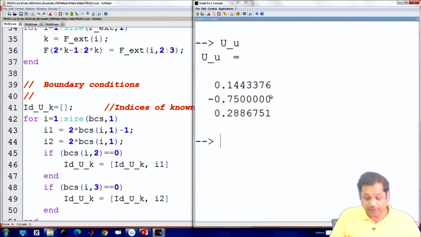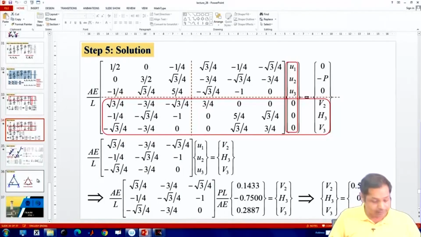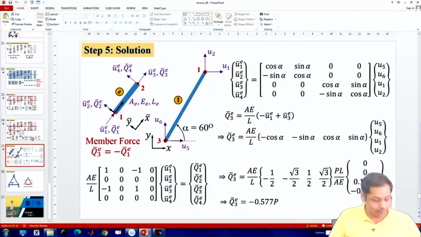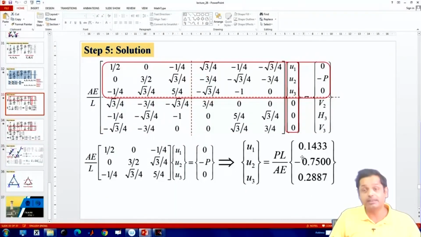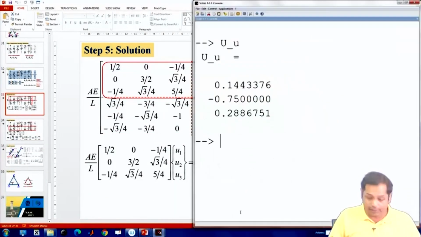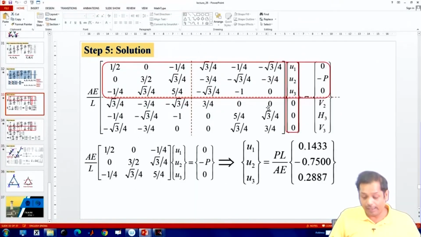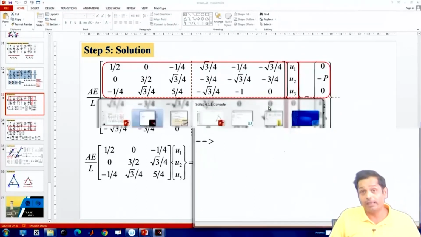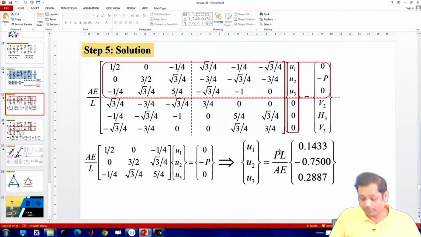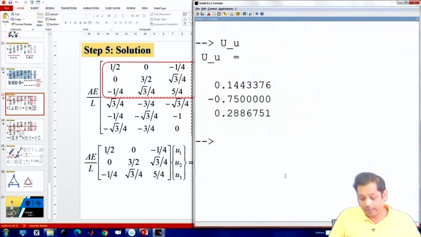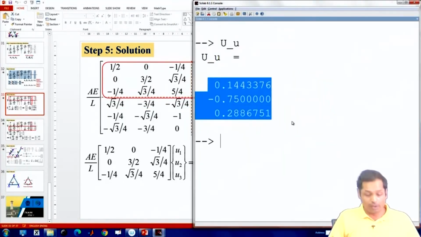This displacement gives you only the coefficients. These values need to be multiplied with PL by AE. But we have taken P, L, and AE all as 1, just to ensure that the coefficients we get are the same as the coefficients we get from here.